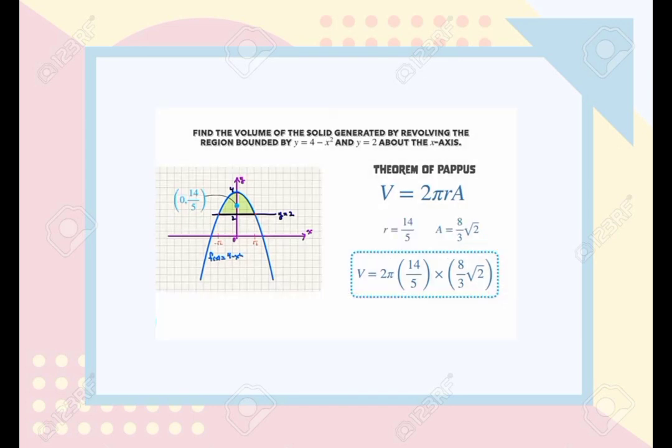We can clean that up and simplify to get 224/15, multiplying √2 and π. And that's it, we've computed the volume.